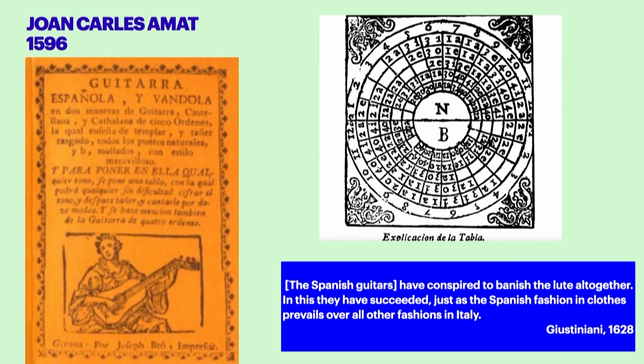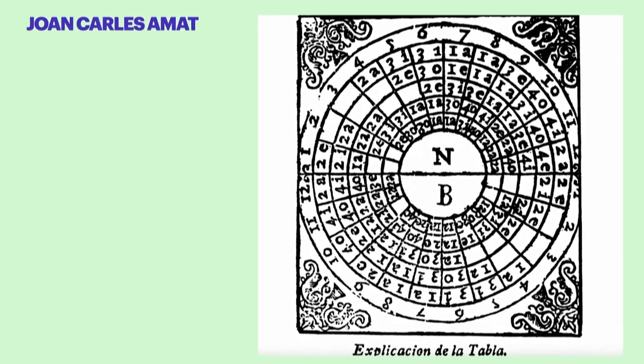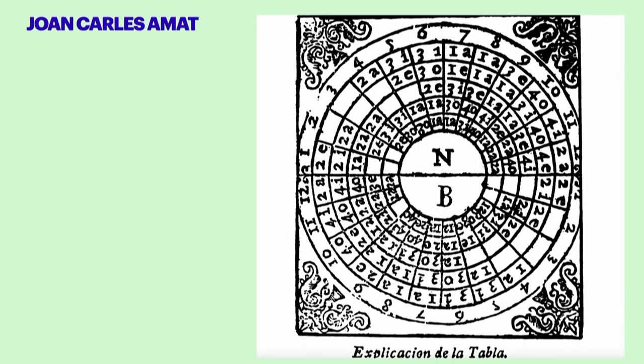The fascinating thing is this book, which was published in 1596 by a Catalan doctor and musician, Juan Carlos Amat. And he presents to us this wheel, and if you look at it closely, this is also in tablature, so it shows you 12 chords in the top part and 12 chords in the bottom part. So you actually have 24 chords.